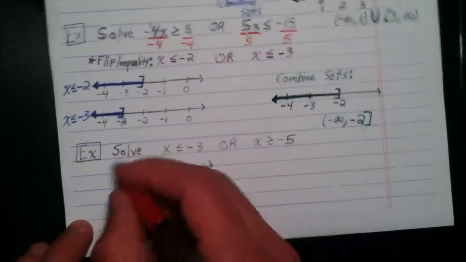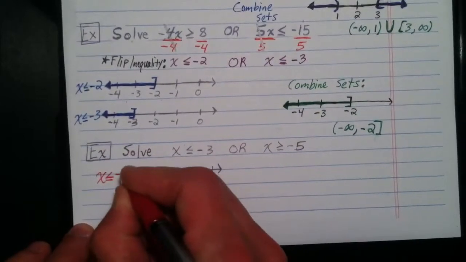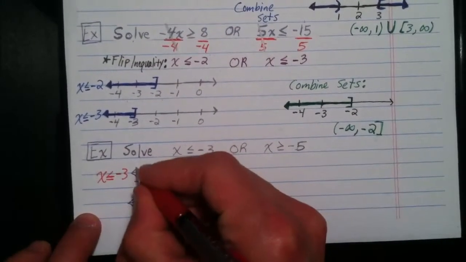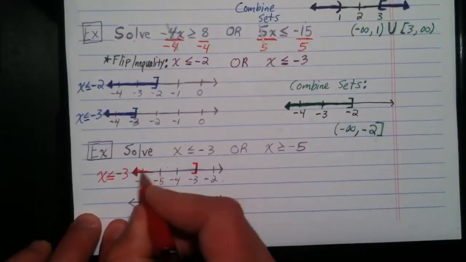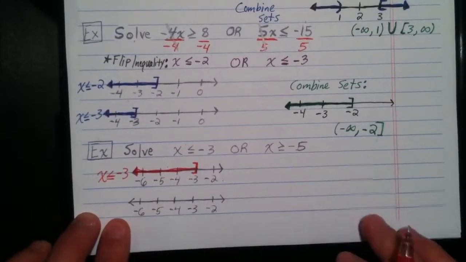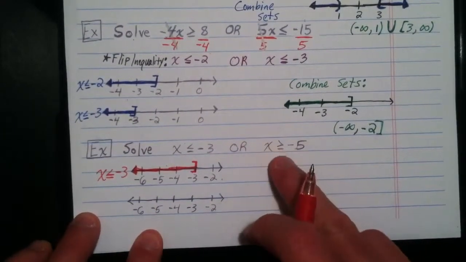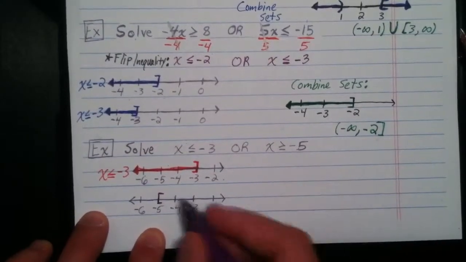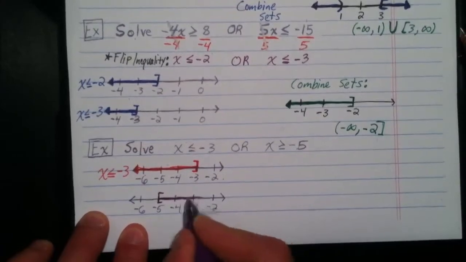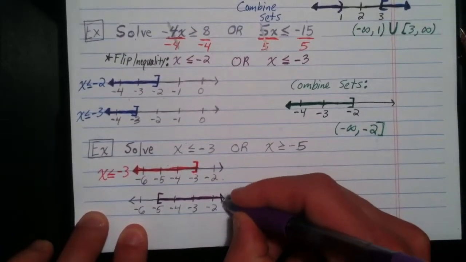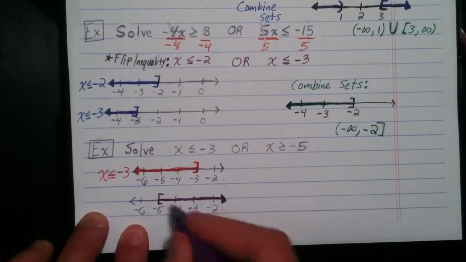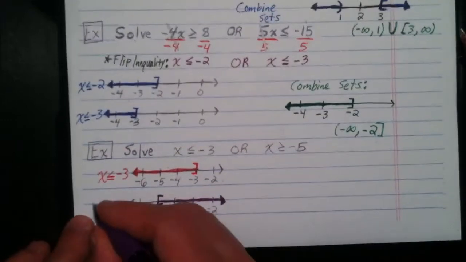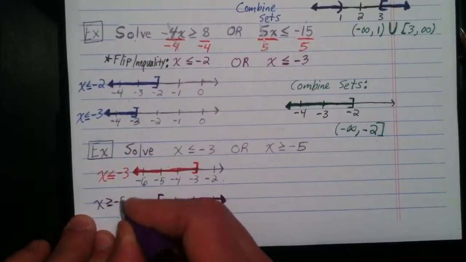So let's do that. Graphing the first one, x is less than or equal to -3 would be a bracket on -3, and then graphing everything to the left. x is greater than or equal to -5. That would be a bracket on the -5, but it's a greater than or equal to, so graph everything to the right. Again, that was the graph of x is greater than or equal to -5.